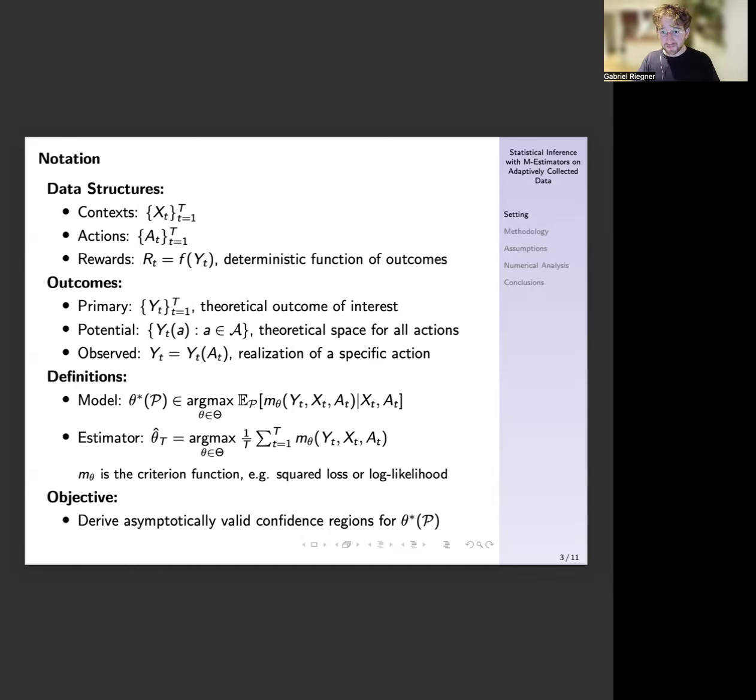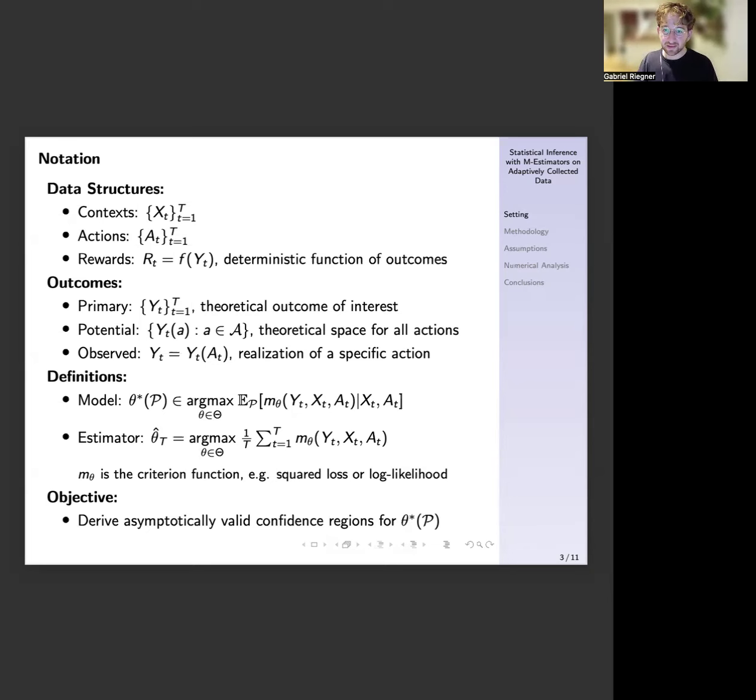Then you have the observed outcome, which is a realized outcome from the specific action chosen at a given time. And these observed outcomes are not IID due to the adaptive nature of the bandit algorithm. So the observed outcomes in this case are at the data level. And we have some definitions.